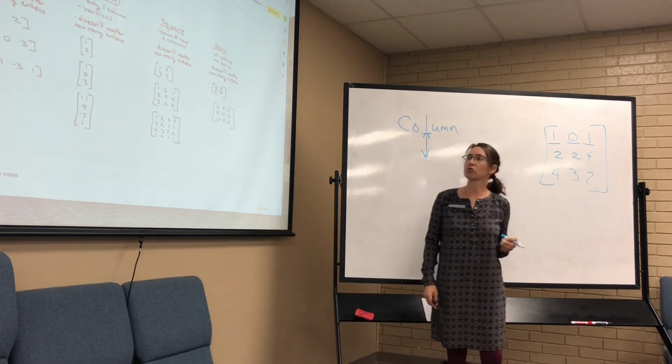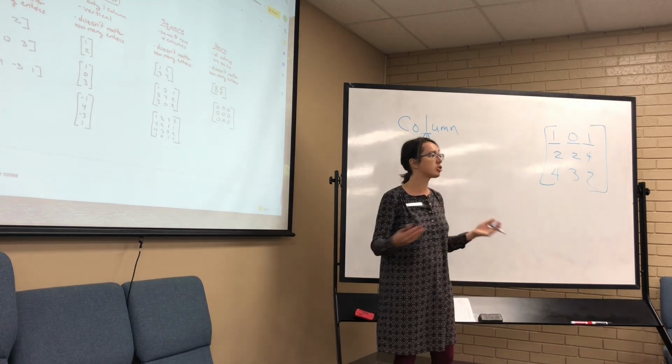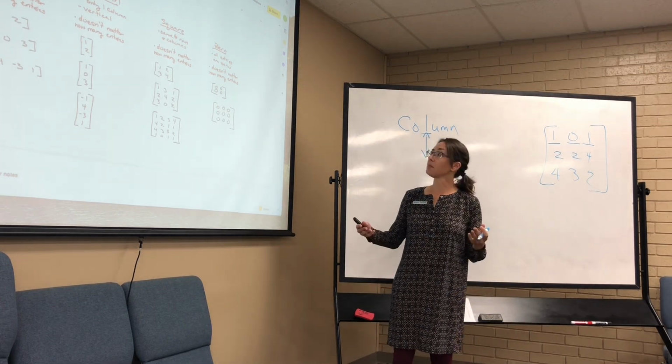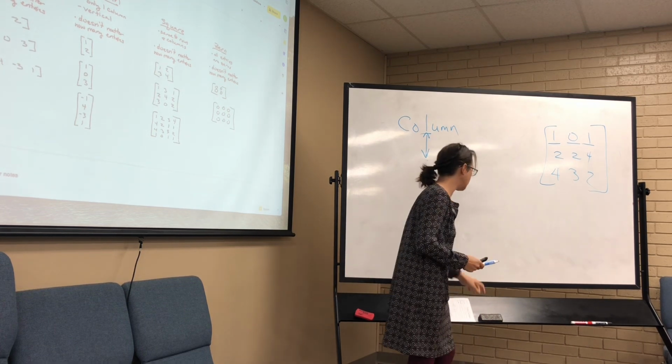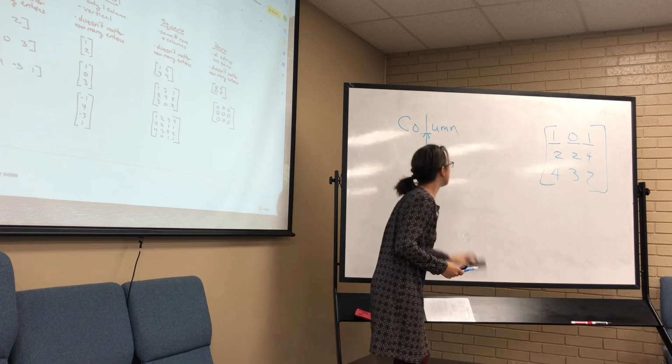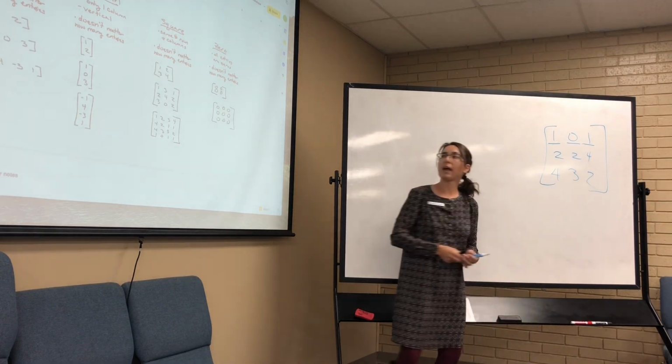That's my brain trick for that. Square ones are going to be what they say, a square. They're going to have the same rows and columns, and zero means that all entries will be equal to 0. So how do we go about figuring out what we have?